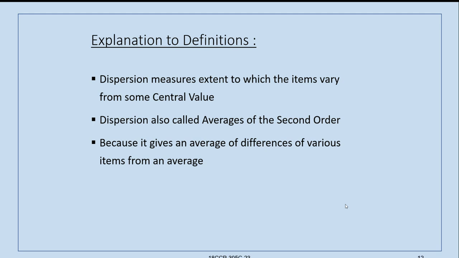Secondly, because it gives an average of differences of various items. In the measures of averages, measures of central tendency, we measured the central value. But in dispersion, we are seeing the difference between the average value and the actual value. And then we are trying to understand what the difference is. That is called measures of dispersion.